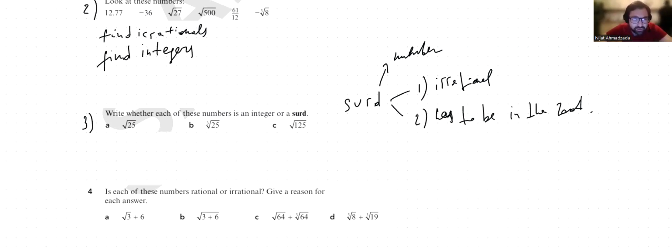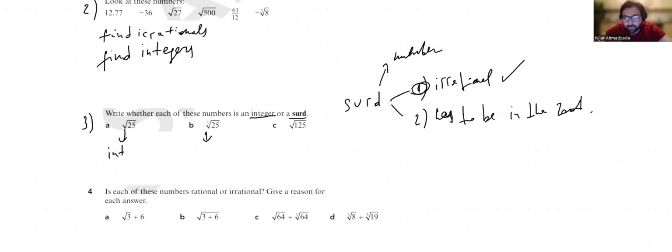Let's check the numbers. We have to check if the numbers are integer or a surd. Square root of 25 is equal to 5. 5 is an integer, so this one is an integer. Cube root of 25. There is no number whose cube will be 25. So that means cube root of 25 is irrational. First of all, it is irrational, so this condition is satisfied.